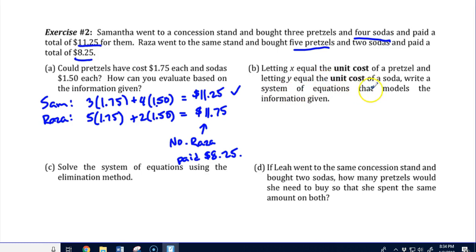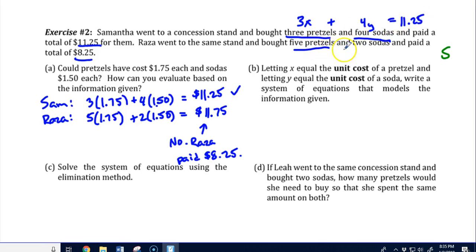All right, so we're going to write our system here. You can use any letters. You use P and S. Remember, S kind of looks like a 5. I would stay away from S in general. X and Y would work. They're going to use X and Y here, and that's fine. Okay, so let's set up our system based on what we see here. So I'm going to really encourage you just to take the English sentences and translate them into math. So 3 pretzels. What's a pretzel worth? X, right? So 3x and plus 4 sodas. Well, soda's Y. 4y. Paid, that means equals, right? $11.25.